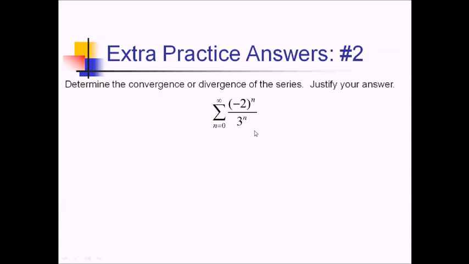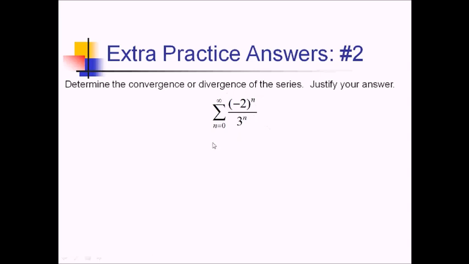For this problem, we're trying to test the convergence of this series. By the nth term test, 3 to the n grows a bit faster than negative 2 to the n, so this would seem to go to 0 and be inconclusive. But you might notice this is a geometric series. This is essentially negative 2/3 all raised to the nth power.